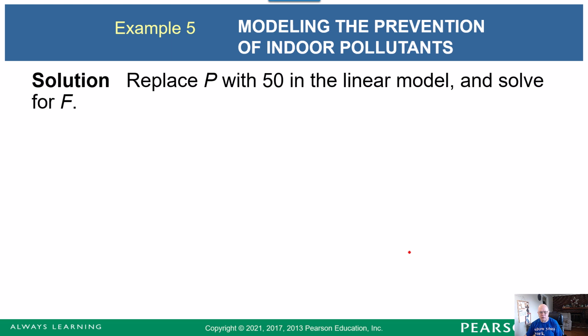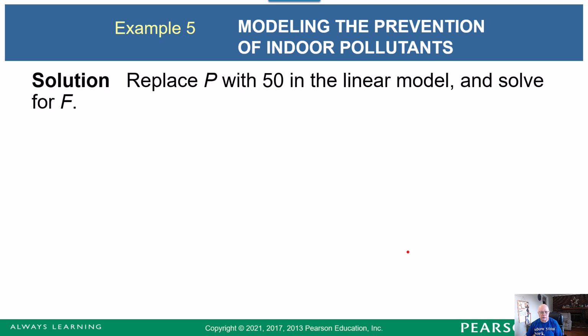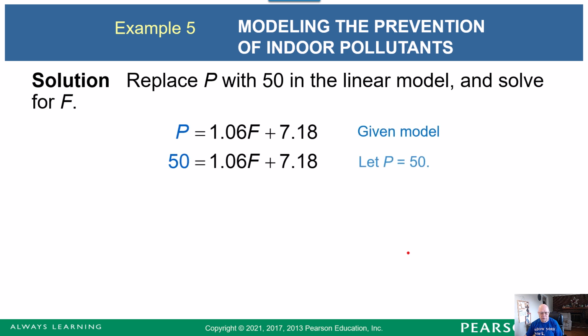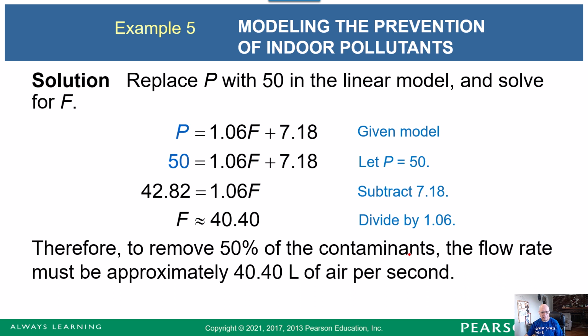So replace P with 50 because that's what we're ending up with. Got it? 50 is what we're ending up with. Put 50 in the model and solve for F. There's your equation. Put the 50 in and solve. And there's F. So if you want to remove 50% of the contaminants, you have to have a flow rate of approximately 40.40 liters of air per second.